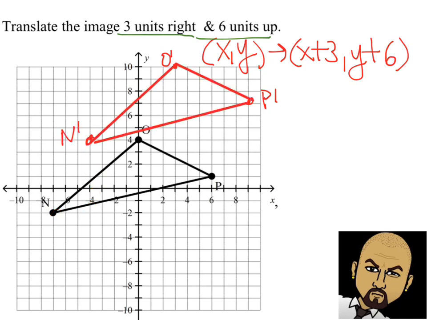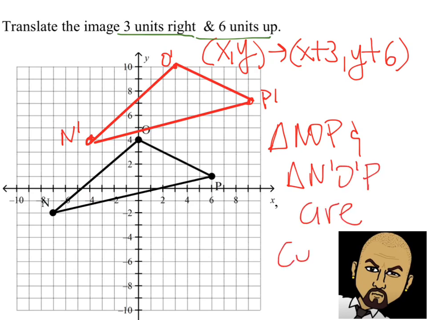Then you connect your points, making sure you connect them the same as the original. So in other words, you should have line segment ON and line segment O prime N prime. And these two triangles, triangle NOP and triangle N prime O prime P prime, are both congruent, and so we have a rigid transformation.